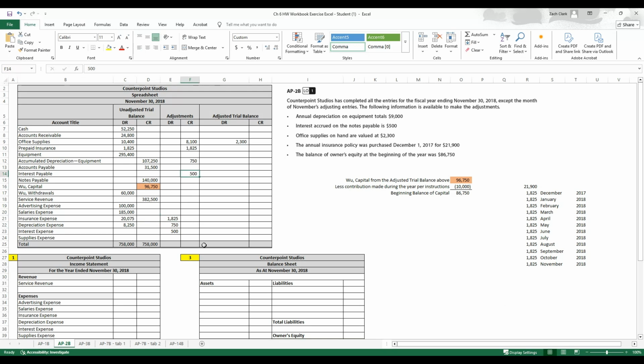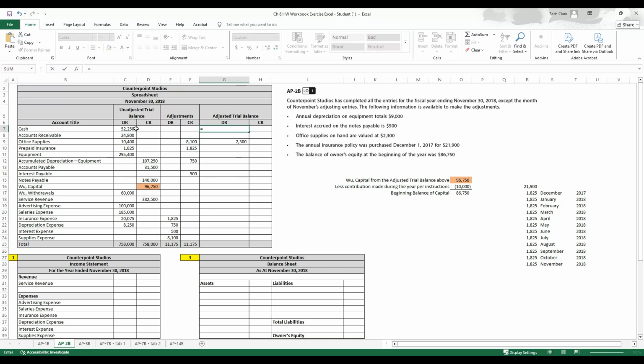Okay, interest payable. Let's go ahead and do our auto sum. Let's summarize all of the cells in the adjustments column. Oh, we need our supplies expense. I'm just going to link that over to the reduction in the asset. Okay, now we balance out. I think we've got everything captured there.